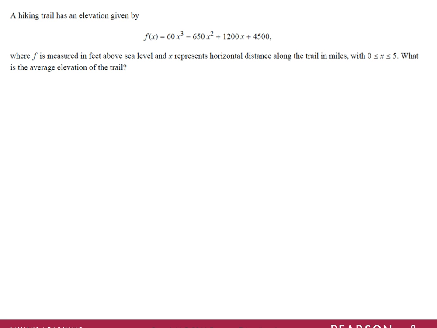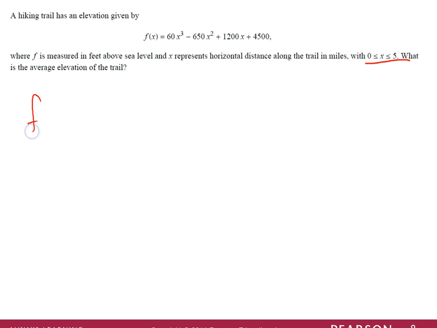Let's look at an example here. We have some function f of x equal to 60x cubed minus 650x squared plus 1200x plus 4500, where f is the feet above sea level and x represents the horizontal distance along a trail in miles. On the interval from 0 to 5, what is the average elevation of this trail?